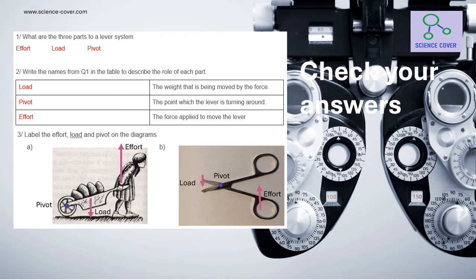Label the effort, load, and pivot on the diagrams. For the wheelbarrow, the pivot is at the wheel, the load is the weight being lifted, and the effort is being produced by the man. For the scissors, the pivot point is at the pin, the load is the blade of the scissors being moved, and the effort is placed at the handle.